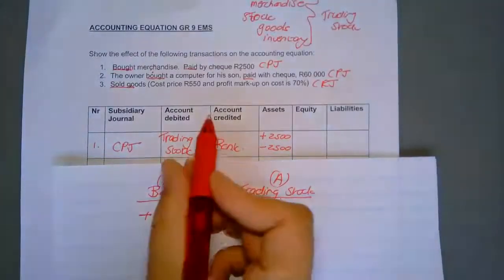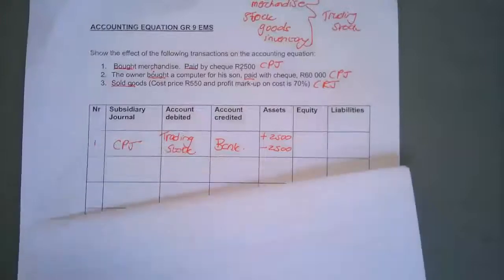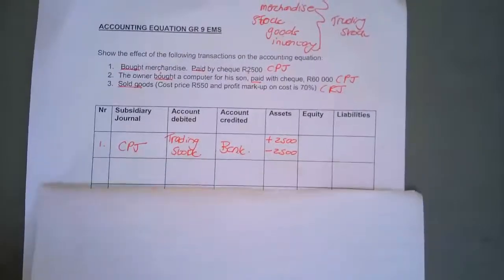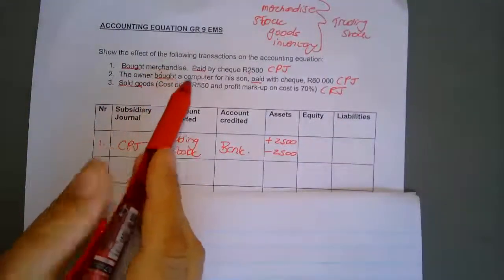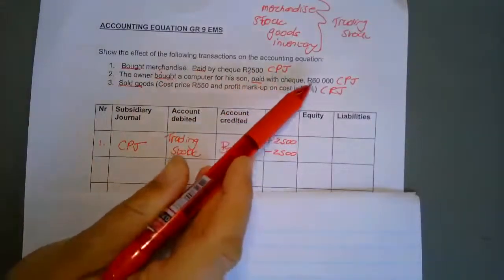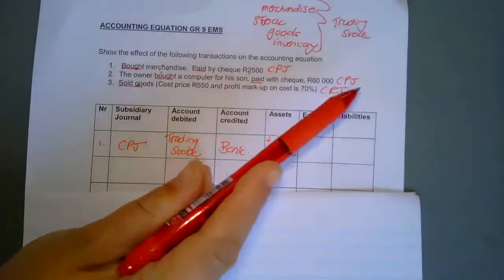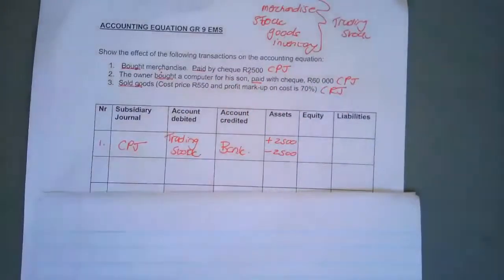So let us do the second transaction together. The owner bought a computer for his son and he paid with check, 60,000 Rand. So he paid and he bought. So it's the cash payment journal. Whenever the owner takes money from the business for his own personal use, it is drawings.